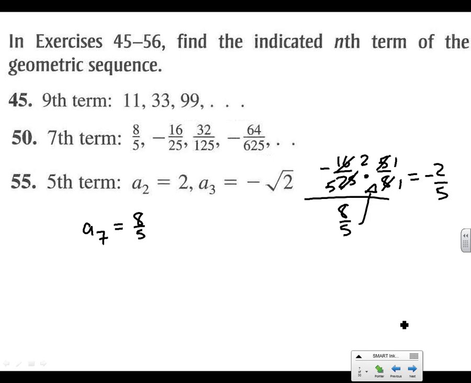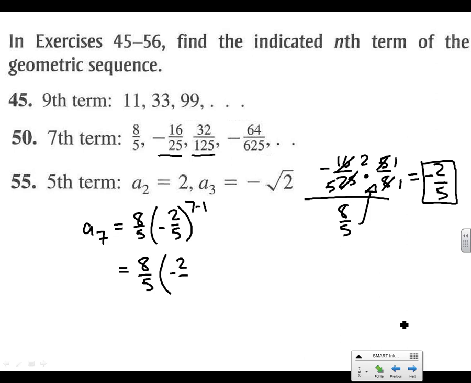Now, if we wanted to check to make sure it was geometric, we would also have to do 32 over 125 divided by 16 over 25. But they tell us it's geometric, so we know that this ratio is going to hold. So we have our ratio, negative 2/5. To the n minus 1, we know that n is 7 in this case, so to the 6th. So the 7th term is going to be 8/5 times negative 2/5 to the 6th.